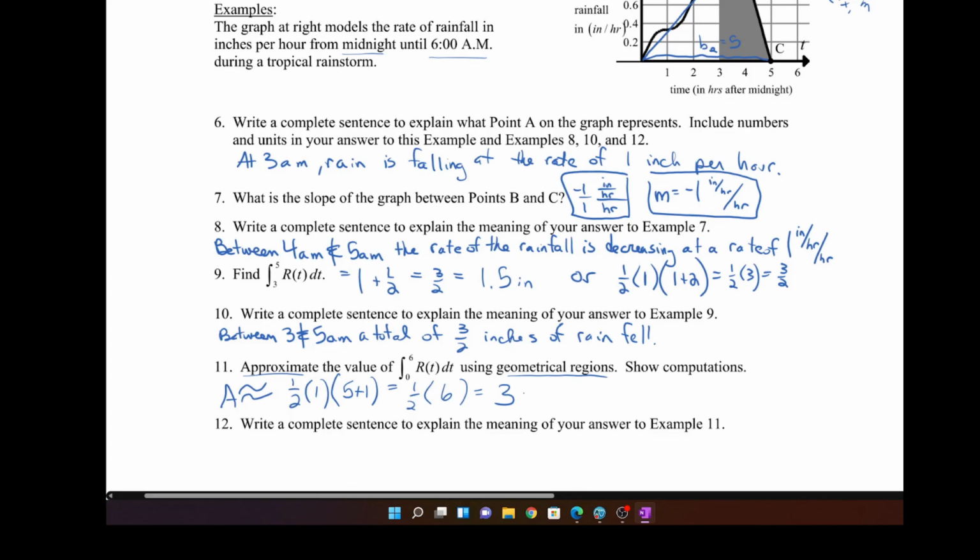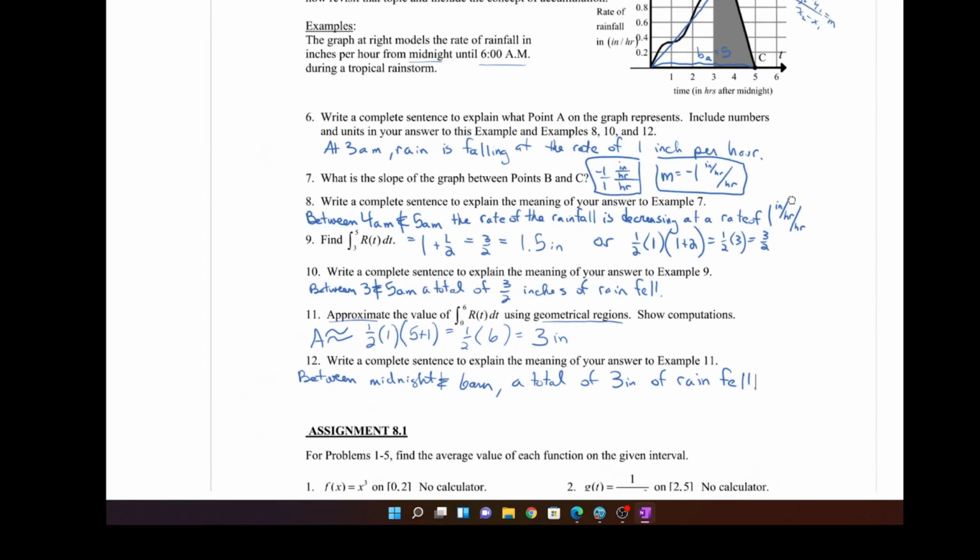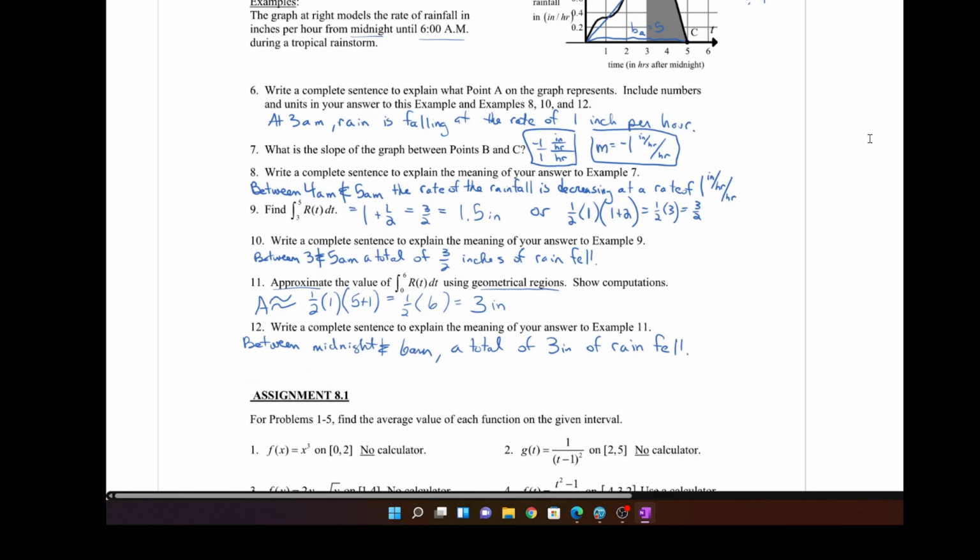Oh, why did you say inches? Well, because my complete sentence would be between midnight and 6 a.m., a total of 3 inches of rain fell. Okay? And I think, is that it? Yeah, that's it. Enjoy the homework.